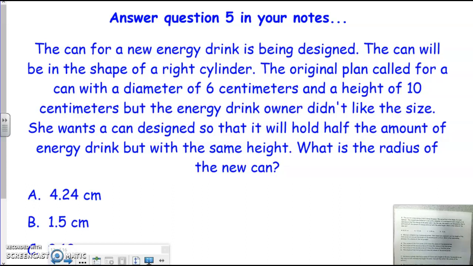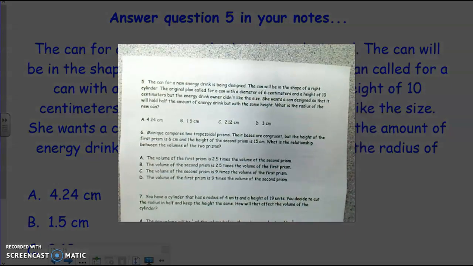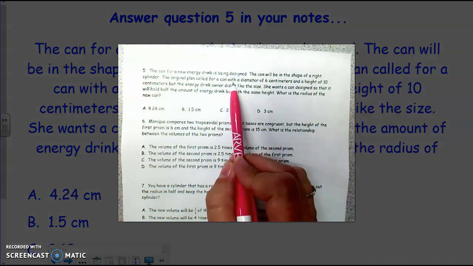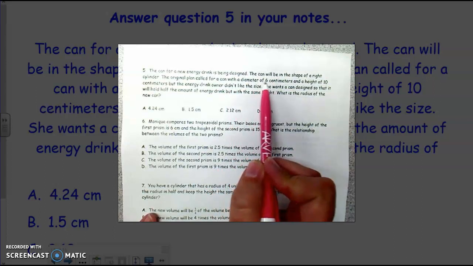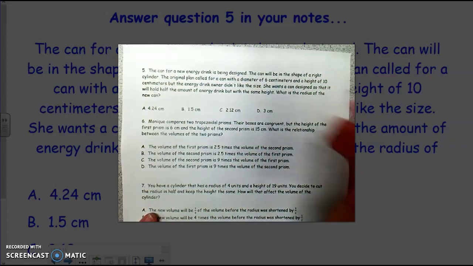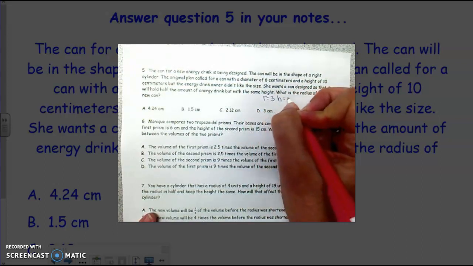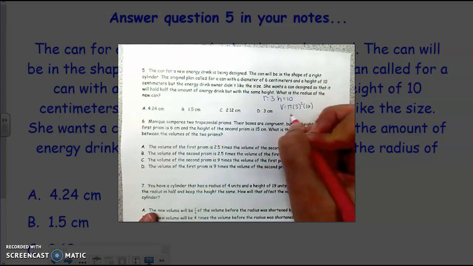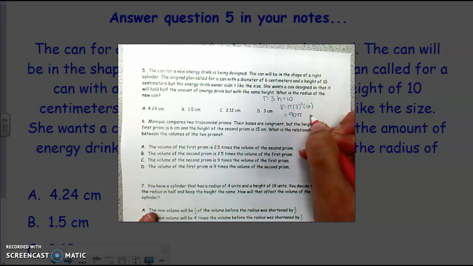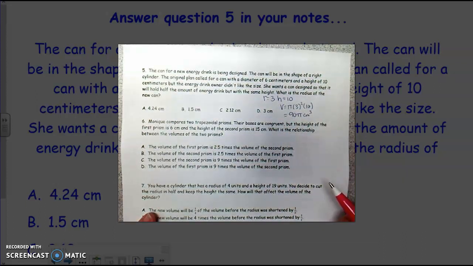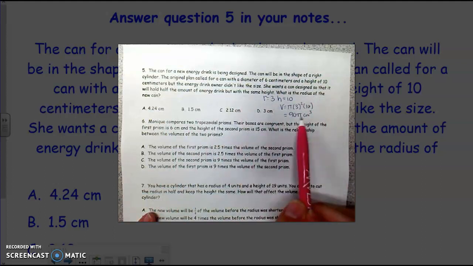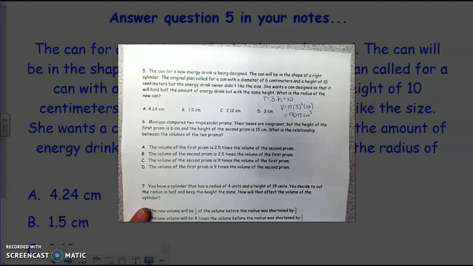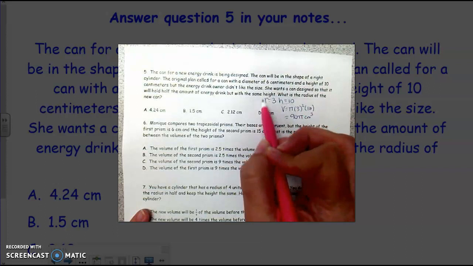All right, so let's take a look at this. Make this a little bit bigger. All right, let's figure out what the volume is of this original one. So if it has a diameter of 6, then it's going to have a radius of 3. So R is going to be 3, and we know the height is 10. So our volume is pi times 3 squared times 10, which is 90 pi cubic centimeters. Now, I want my new one to have half of that and the same height. So half of 90 pi is 45, and my height is going to be 10, and I don't know the radius.